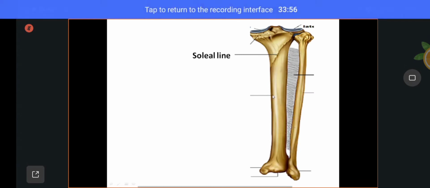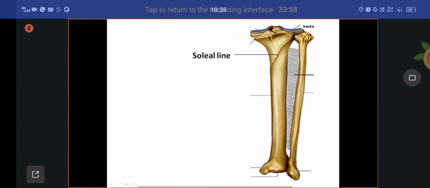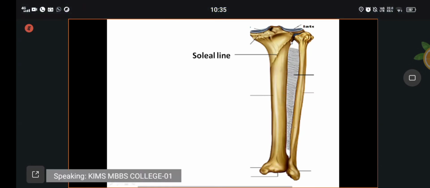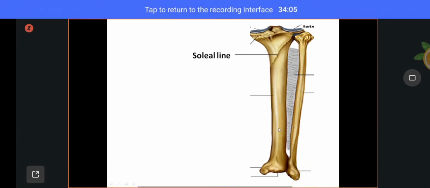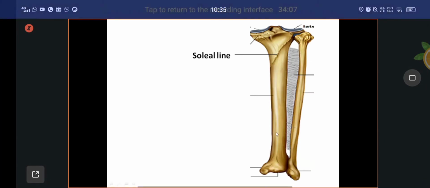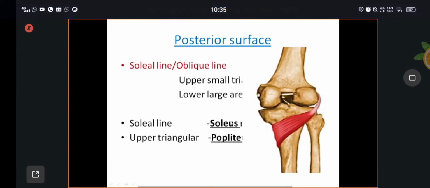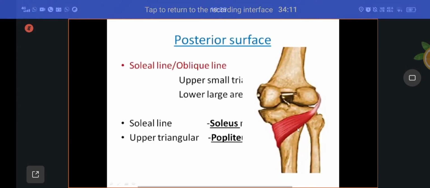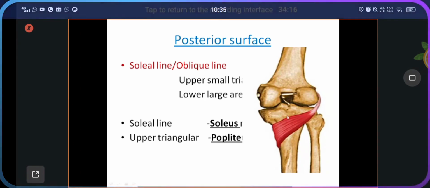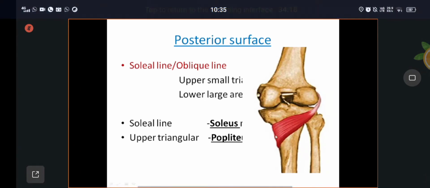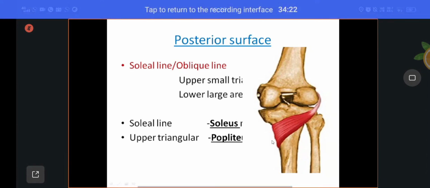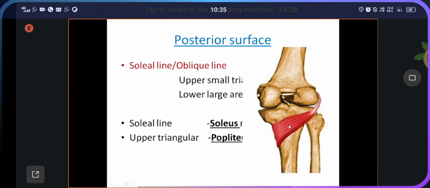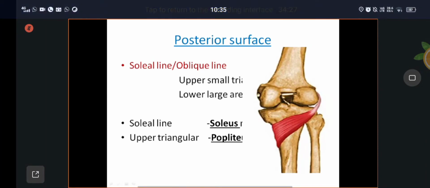That means the posterior surface has three important parts: the upper small triangular part, the medial part and the lateral part. Of the two lines, the oblique line has a special name, soleal line. This vertical line has no special name. In this picture you can see the soleal line. This upper small triangular part receives the insertion of the popliteus muscle.